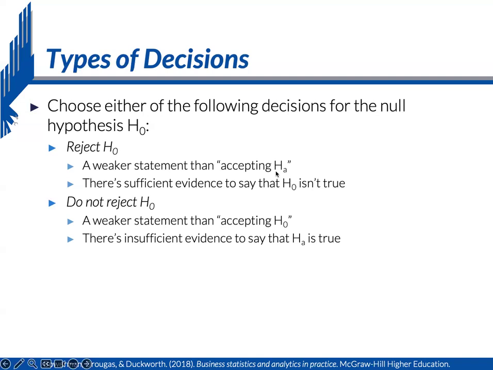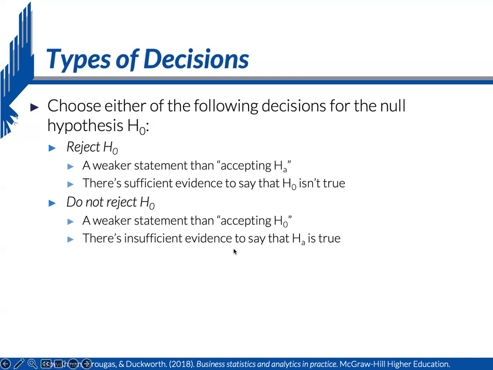The other possible decision is do not reject the null hypothesis. And this is the decision that we make when the sample provides us information that is insufficient to support the alternative hypothesis.